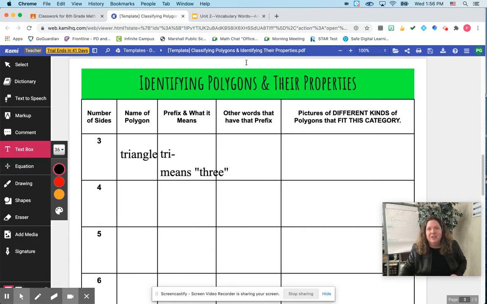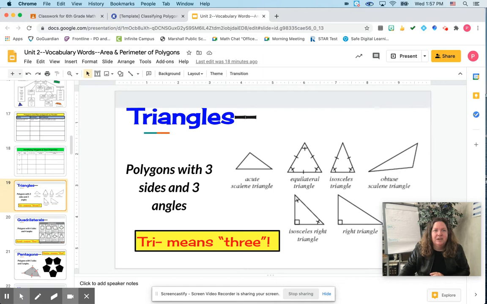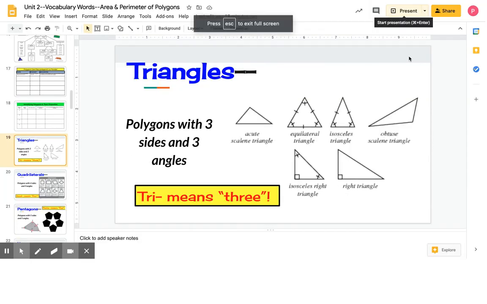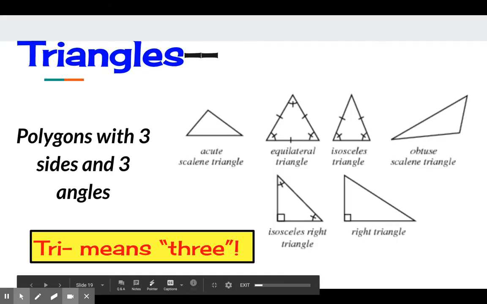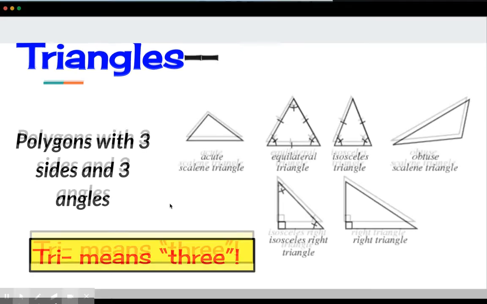All right, let's take a look at our Unit 2 vocabulary doc. Here it is. I'm on triangles. Triangles are polygons with 3 sides and 3 angles. Tri means 3. Here are some examples, and we'll learn more about these as we go through the unit. They might be review. Some are acute, some are equilateral, some are isosceles, some are scalene. Lots of them have 2 names we can classify them by. Some are right, but that's what triangles are: polygons with 3 sides and 3 angles.